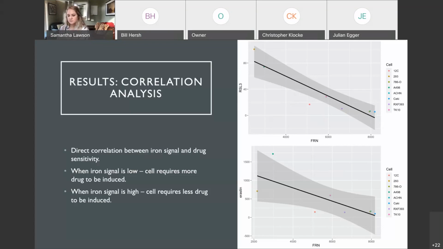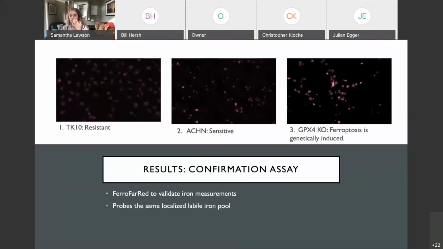And then, because I was able to use only one feature, making the model more accessible, I wanted to ensure that it was accurate and stood up to a secondary assay. So I performed ferro-far-red, which also measures that mitochondrial localization. And here is that iron signal for the resistant cell type, for the sensitive cell type, and then again, the extreme control of our GPX4 knockout cell line.